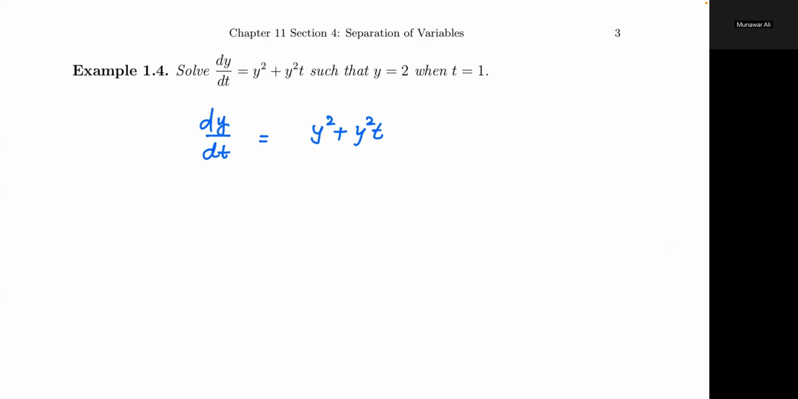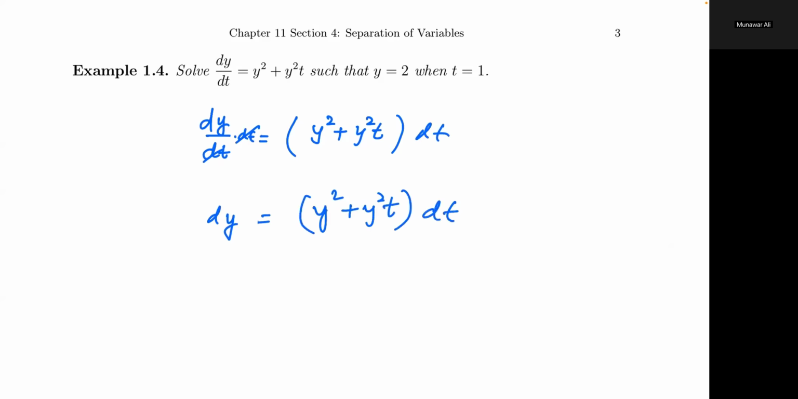Both sides. Okay, let me do it. So that's the first step. If I multiply by dt, I have dy is equal to y square plus y square times t dt. Next.